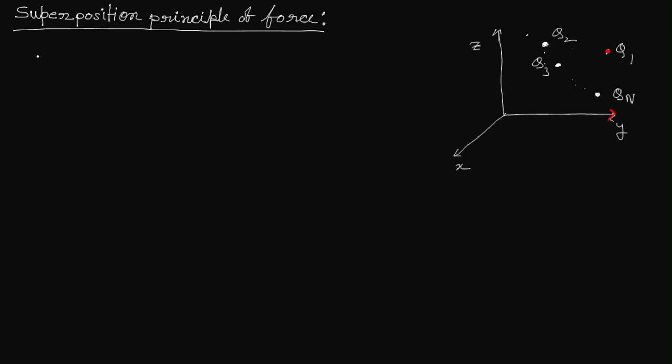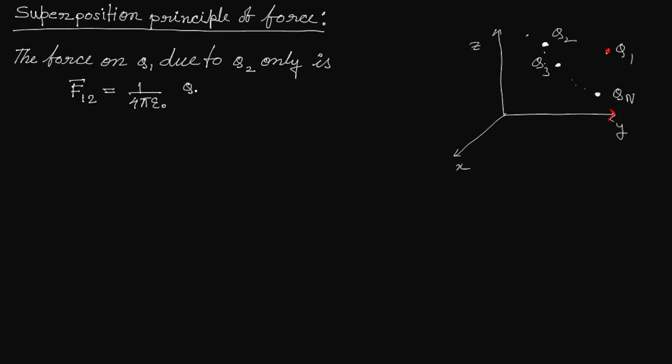Individual force. So let me just write here one line, and then we can write what the statement of this principle says. Let's first write the force on Q1 due to Q2 only is F12 equals 1 by 4 pi epsilon naught Q1 Q2 divided by R12 cube into R12 vector.